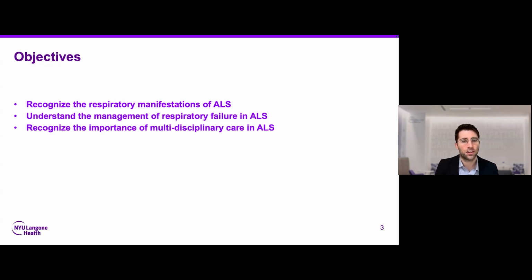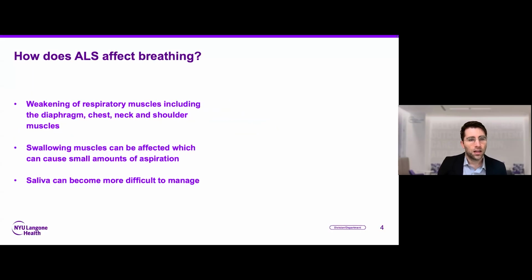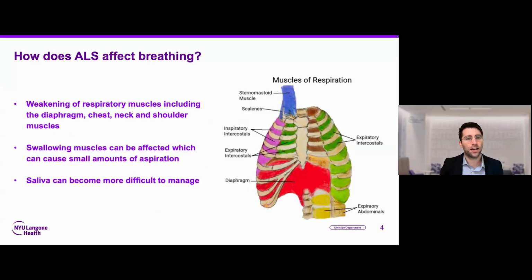So today, my goal is to make sure that we can all recognize the respiratory manifestations of ALS, understand the management of respiratory failure in ALS, and understand the importance of the multidisciplinary care team that hopefully involves a pulmonologist that is well integrated into the team, because I think the pulmonary and respiratory care is really crucial in managing this disease. So, how does ALS affect breathing?